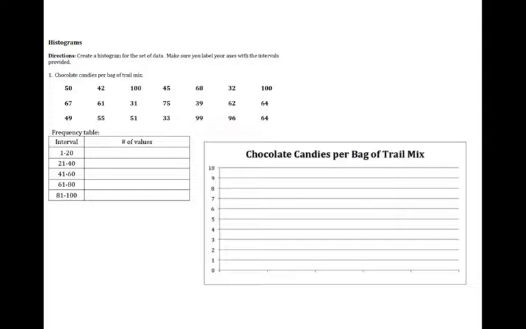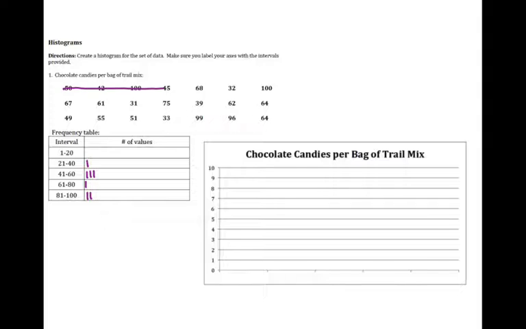Histogram. So we want to create a histogram for this particular set of data. So it's the number of chocolate candies per bag of trail mix. So the first thing I'm going to do is tally how many numbers actually fit within each one of these intervals. So I'm just going to go in order. I have 50. 50 is going to be in this interval over here. 42 is between 41 and 60. 100 would be down here. 45, 68, 32, another 100.